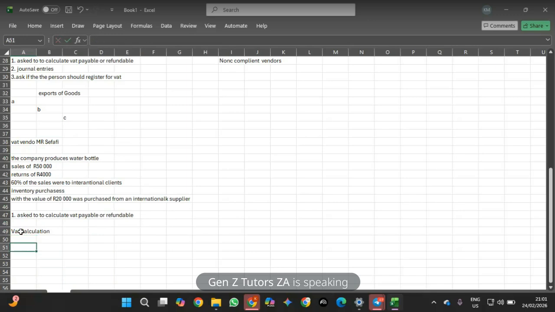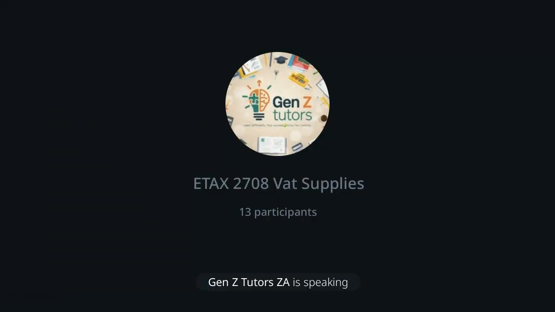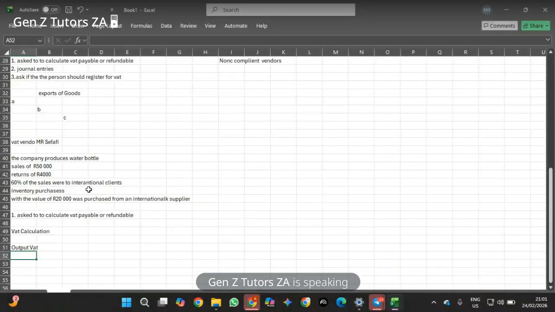Then you go in and say output VAT. That's what you start with, output VAT at all times whenever you're in a VAT situation, right? And then what do we have under output VAT? Remember, output VAT is the money that we actually received ourselves, so that's where we're going to be looking. We're going to be looking at the sales and the returns. 60% of the sales were to international clients, right? So now let's start with the sales.